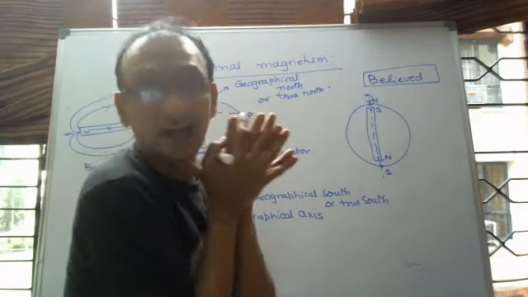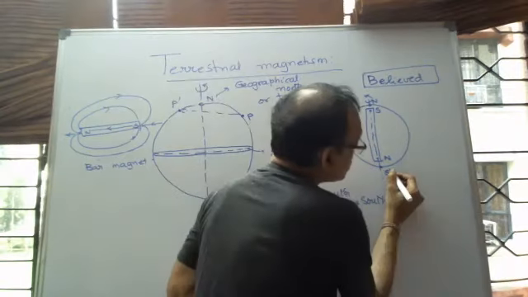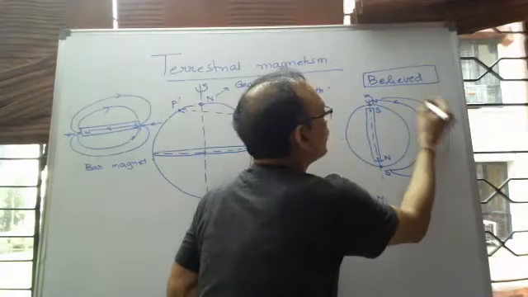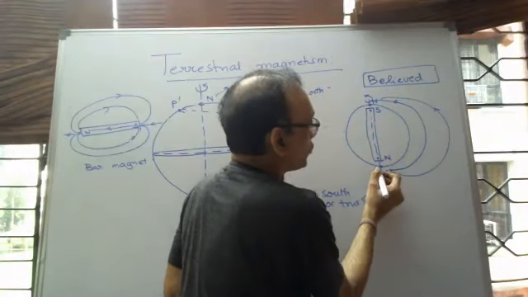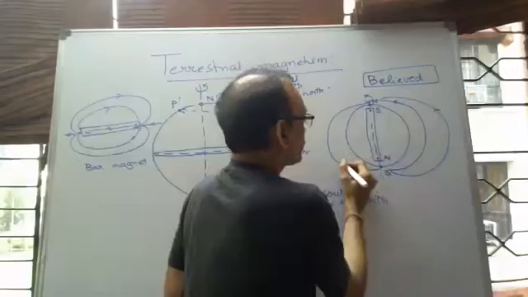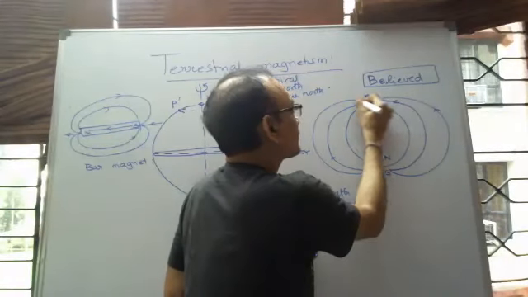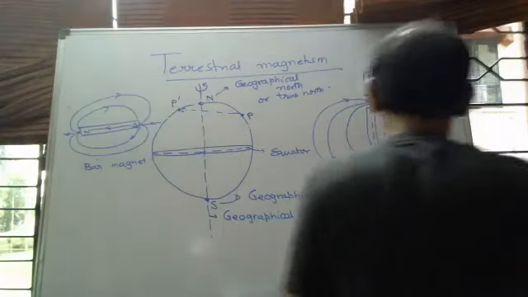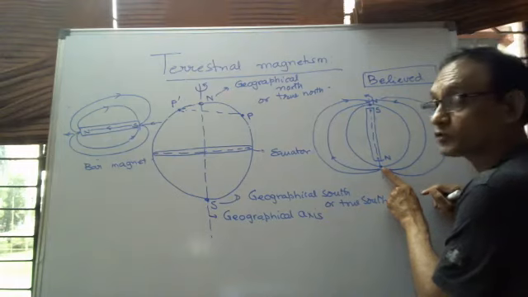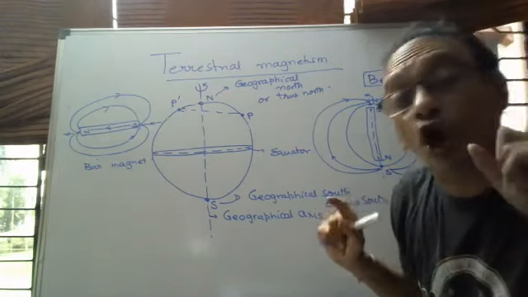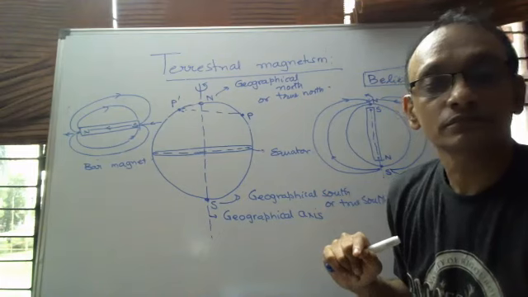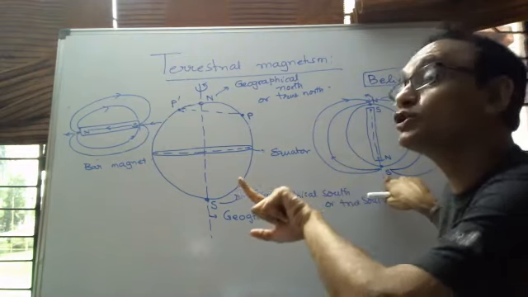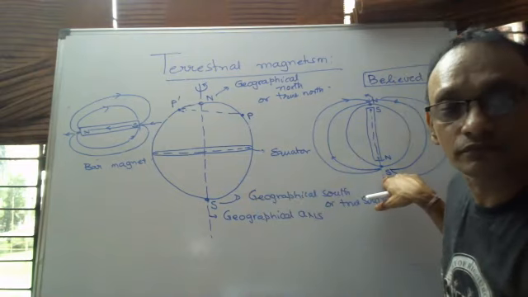Now, it was found that when the magnetic field lines of the Earth were analyzed, from the south pole they are going to the north pole. This is the south pole. Which means the south pole of the Earth is indeed the north pole of the magnet, which is this.